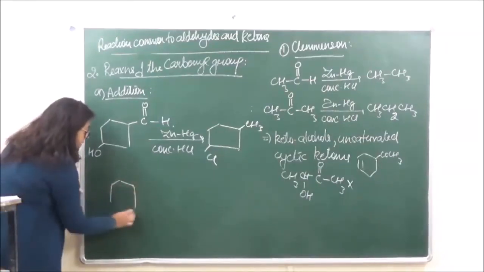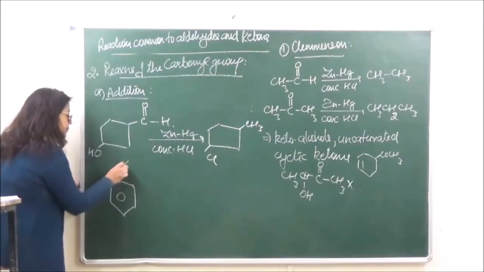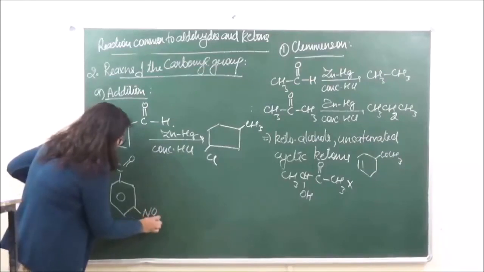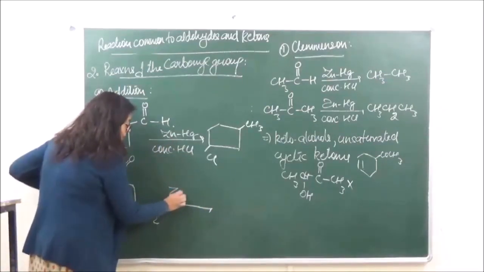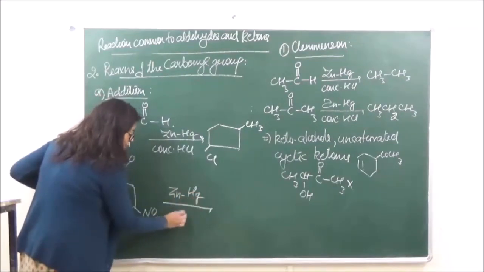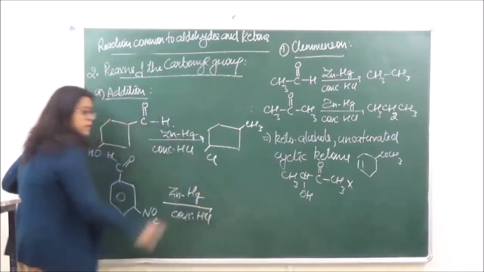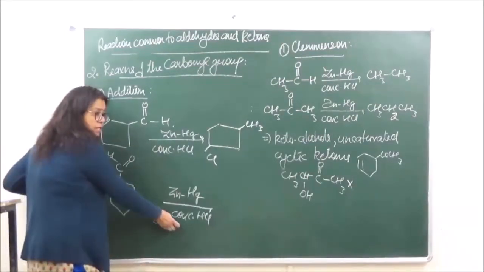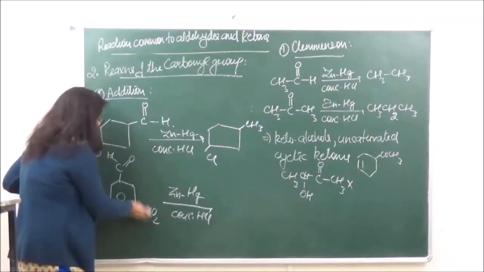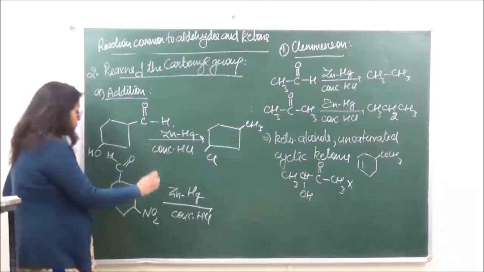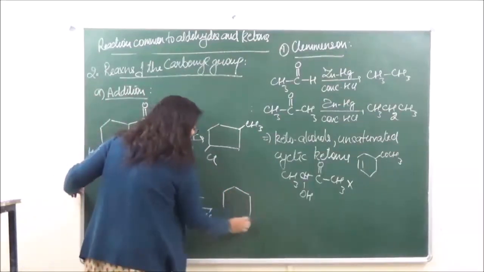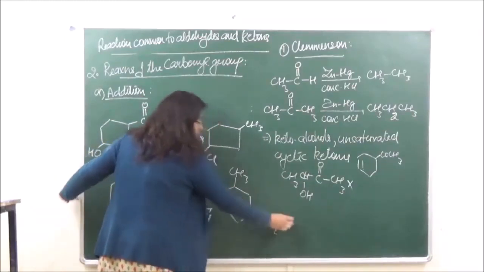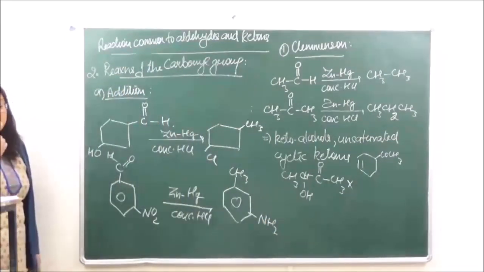Now if we have a compound like this, we are using the same reagents over here in presence of concentrated HCl. Over here, because we are using concentrated HCl, NO2 is getting reduced to NH2 and this is getting reduced to the CH3 group. So the compound which we are going to get over here is going to be this.